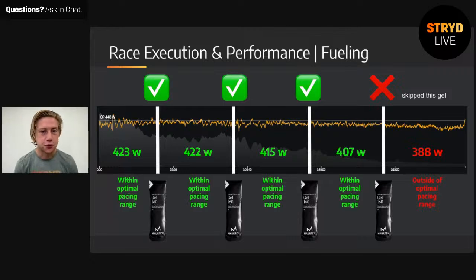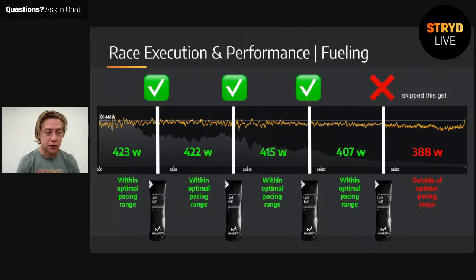The second way I want to look at this race execution and performance is fueling. Going into this race, I was using Maurten gels, Gel 160s. I had a plan to consume one gel every 30 minutes. Since I knew my race would take around that 2 hours and 45-minute mark, I knew I could space those gels out nearly perfectly. Breaking down those 30-minute power splits, we can see that first split, 423, I was within that optimum pacing range. I took that first gel.